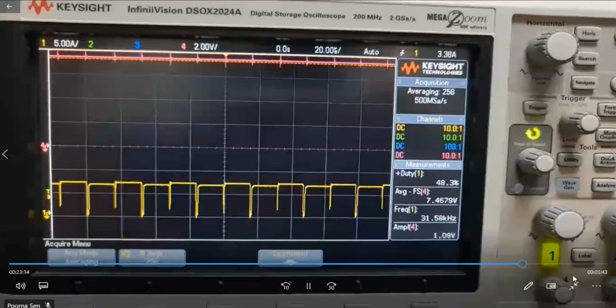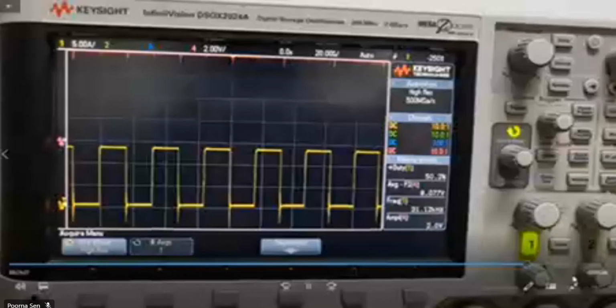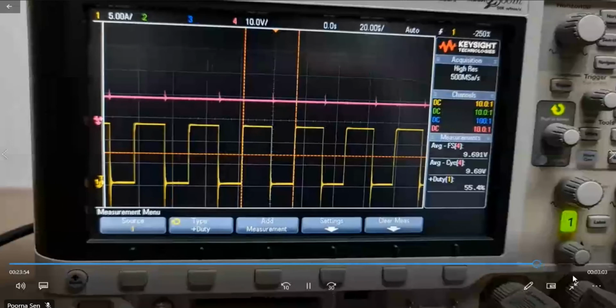Now the duty ratio is changed to 50%. Duty ratio is 50.2%. Output voltage is 8.08 volts and load current 410 milliamperes. Duty ratio is now 55.4%. Output voltage is 9.69 volts and load current 510 milliamperes.